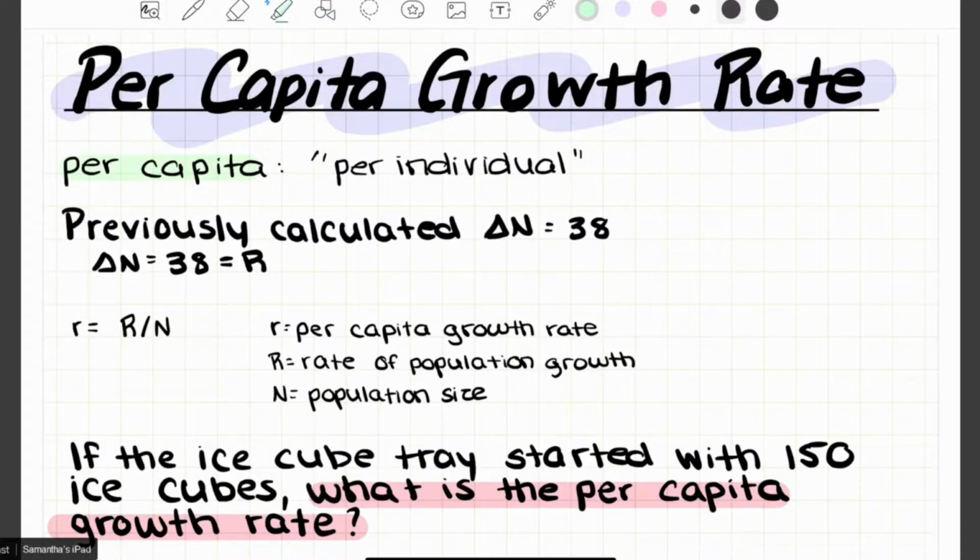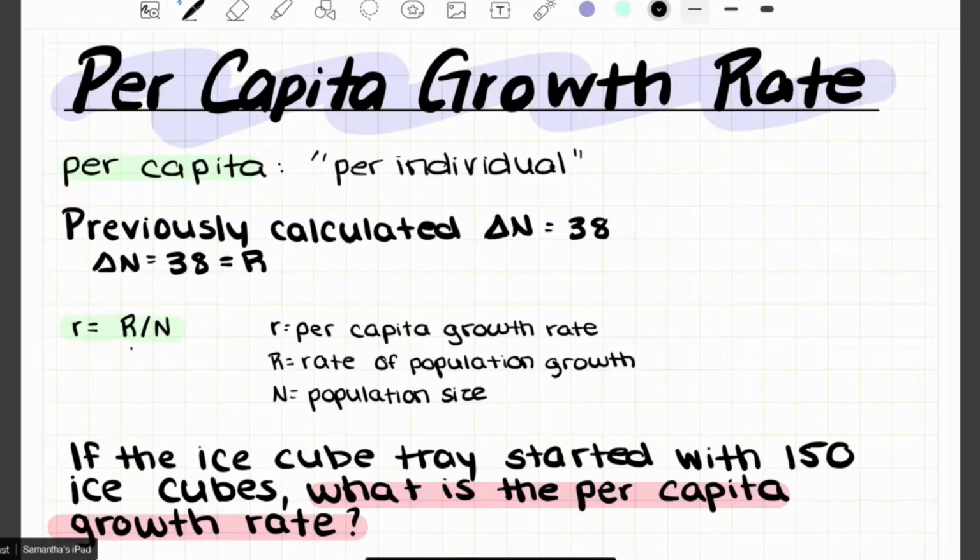We previously calculated in our last example that delta N is 38, and 38 is the population growth, okay? And that's also equal to R, so R and delta N are the same thing. We're going to do a bit of a challenge problem in a bit, so that's a really good thing to keep in mind. I have also included the per capita growth rate equation here, and if you think about it, it really does make sense.